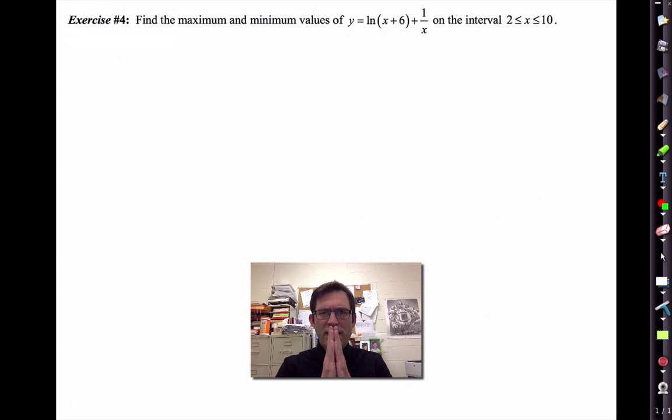All right, exercise 4. This is going to get a little more ugly. Find the maximum and minimum values of y equals ln of x plus 6 plus 1 over x on the interval 2 to 10. Okay, obviously this is going to be kind of a mishmash between calculator and non-calculator. I'd like you to try to do as much of it as you can without your calculator. But again, you have every tool you need at this point. So pause the video, take up to maybe 10 minutes to do this problem, and then play the video again when you're ready to see the solution.